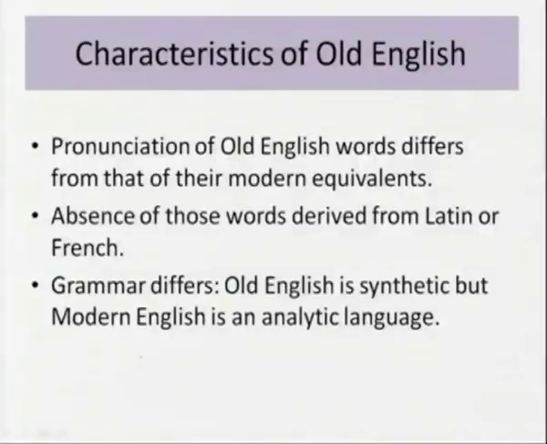Now, the characteristics of Old English. One of the first things that you note is the spelling and pronunciation of Old English. Pronunciation of Old English words differs from that of their modern equivalents. Again, I would urge you to go to Google Images or various sites on the net, or even books, to see how. For copyright reasons, I have not brought those images here, but with any text, Beowulf for instance, you have an idea of how different the pronunciation and spelling was, even some of the letters, as far as the difference between Old English and Modern English is concerned.